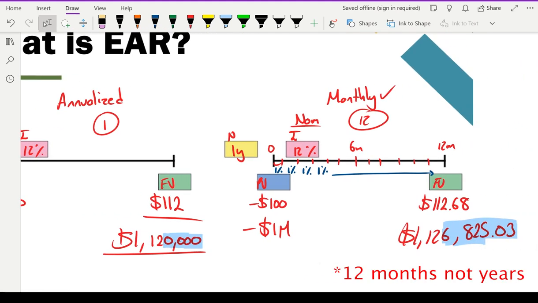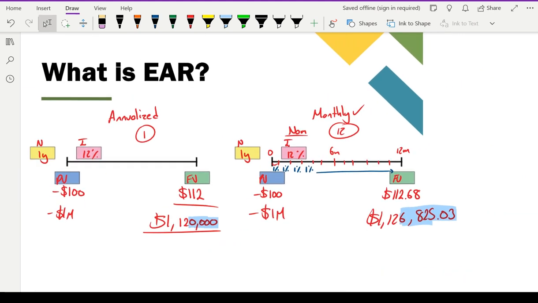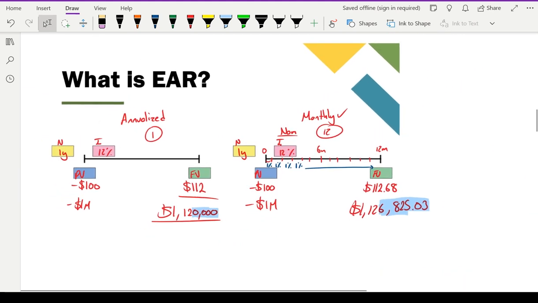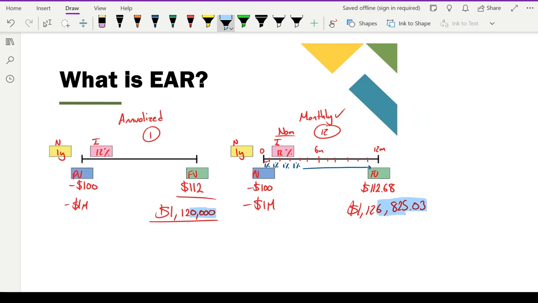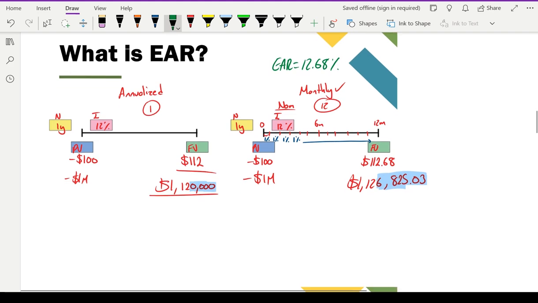So what does this have to do with the effective rate? I mean, we learned this in the last class. Well, this tells me that the effective rate over here on the monthly side, the effective annual rate, is actually closer to 12.68%. Okay, now how do we calculate that?